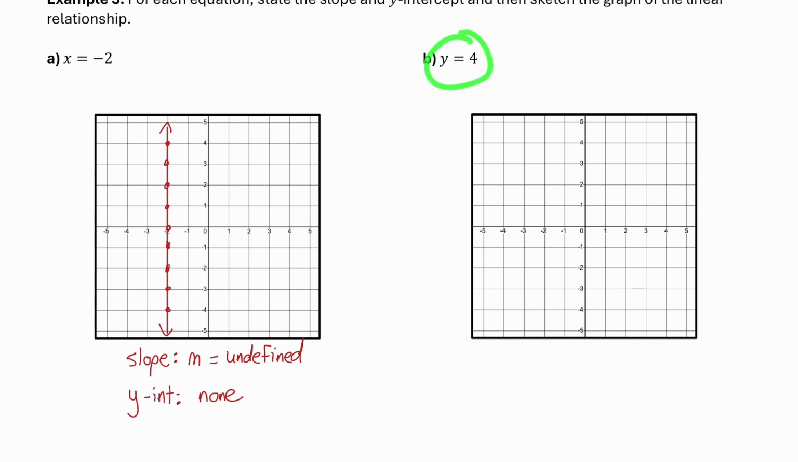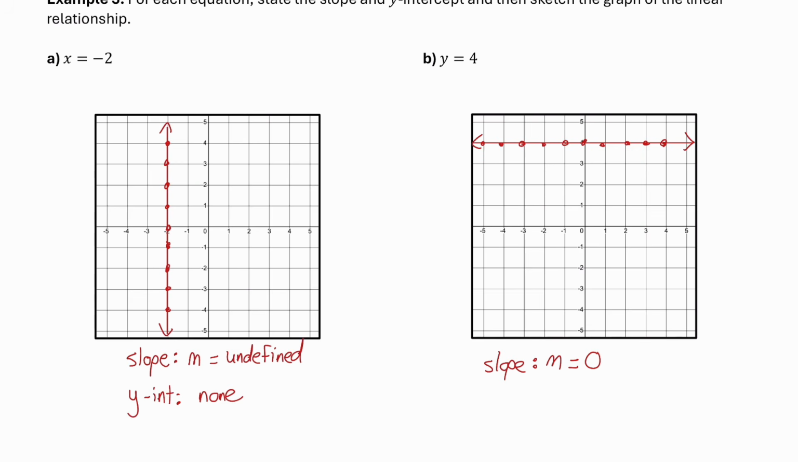But for part B, the line y equals 4, if the y-coordinate of every point is 4, that means it would have to go through all of these points. And the only line that could do that would be this horizontal line here. The slope of all horizontal lines is 0. And that's because there is no rise between any 2 points.